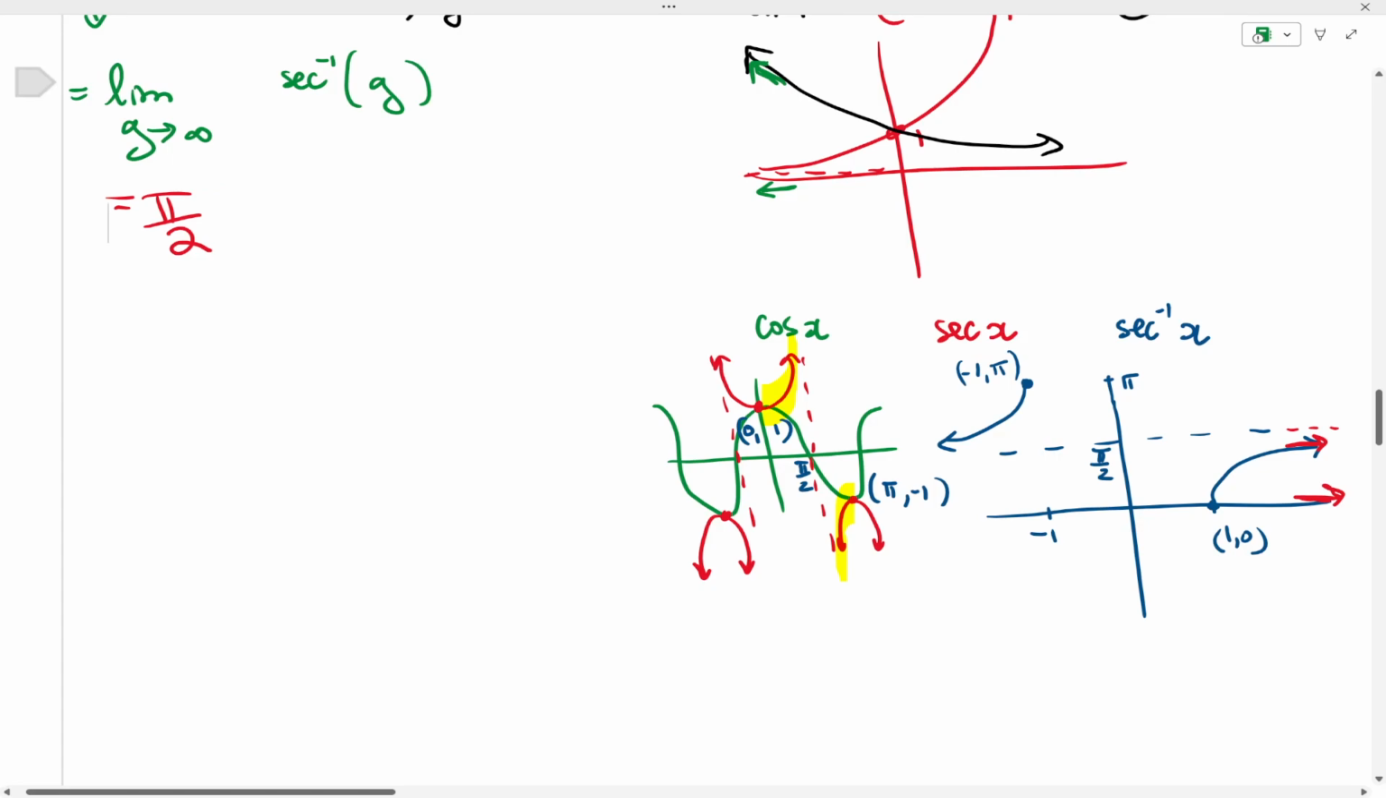3 examples. I hope that's enough. I think that's good. You're welcome.